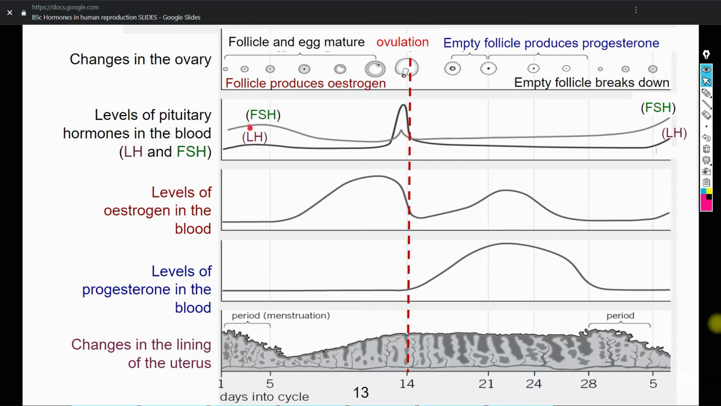Remember that FSH is released at the beginning of the menstrual cycle. It's follicle stimulating hormone. It's released from the pituitary gland, and it causes the follicles and the eggs inside to grow and develop. Now, as they grow and mature, the follicle releases estrogen. So estrogen is released from the follicle in the ovaries. You can see this graph shows that the estrogen is going up as the follicles are growing.